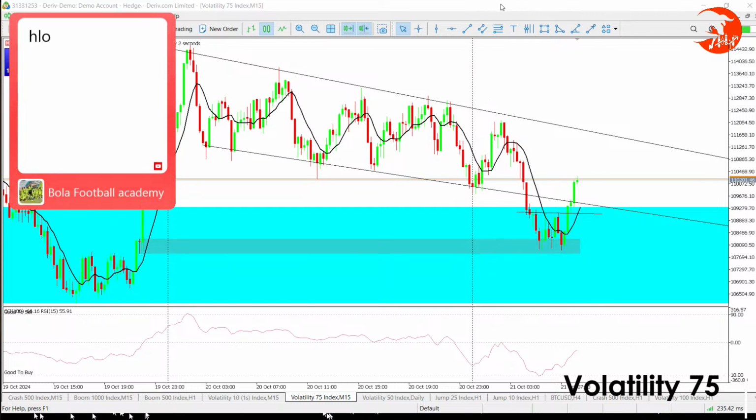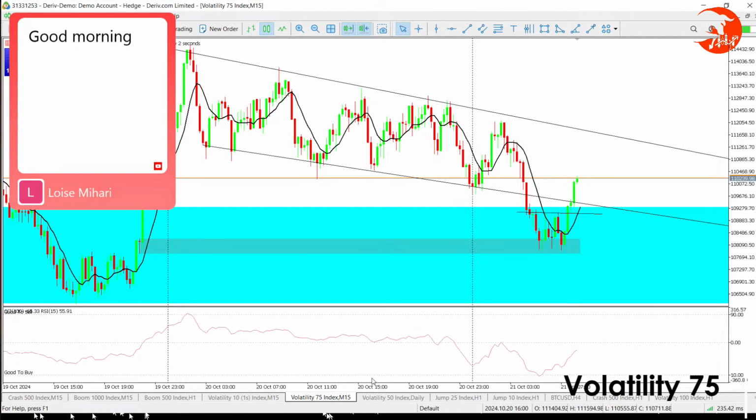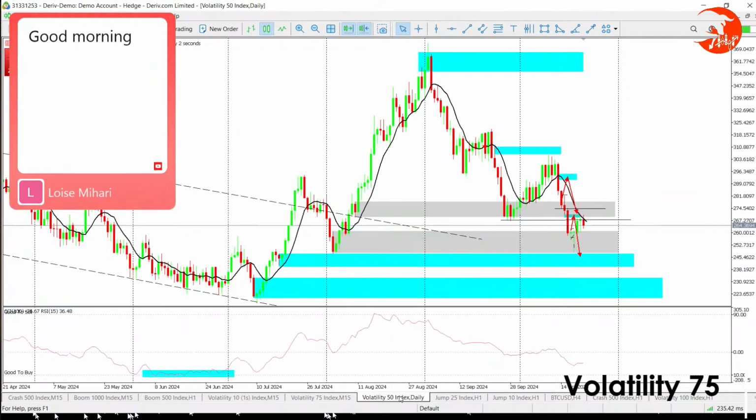So now let's head over to another asset, which is going to be the V50. It's on V50.